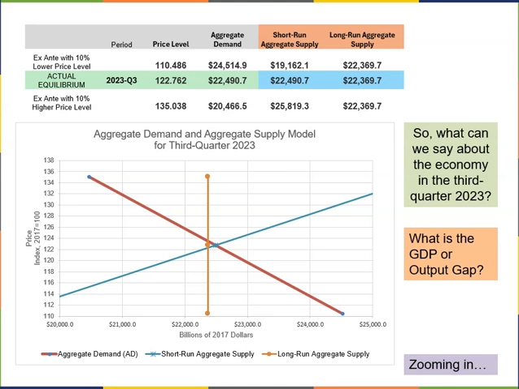Although the calculations for this model are relatively simple, the most important part of this exercise is the interpretation of the model. What can you say about the U.S. economy in the third quarter of 2023? What is the GDP or output gap? Take a moment and pause this video again to calculate that gap. What does that tell you? Once you have done that calculation, let's zoom in on this graphic with a more limited range for the price and output axes.